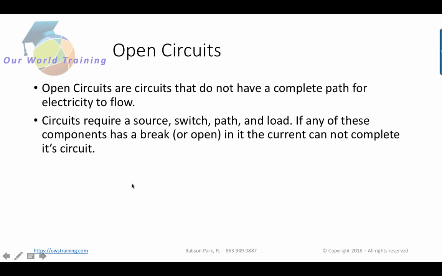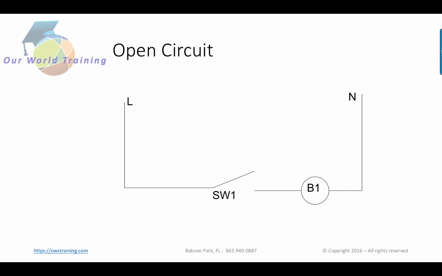Okay, we talk about open circuits. Open circuits are circuits that do not have a complete path for electricity to flow. Circuits require a source, switch, path, and a load. If any of these components has a break or open in it, the current will not complete the circuit. This is an example of a basic open circuit. We come from line, we come to switch 1, SW1, but it's open, so current can't flow from this point to this point because there's a break in the circuit.